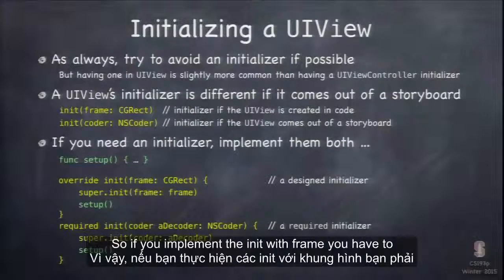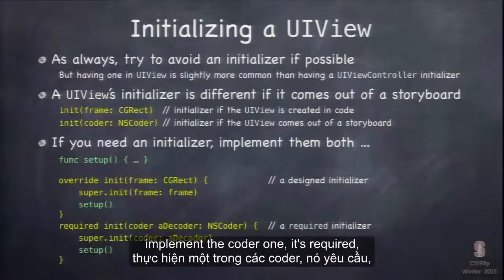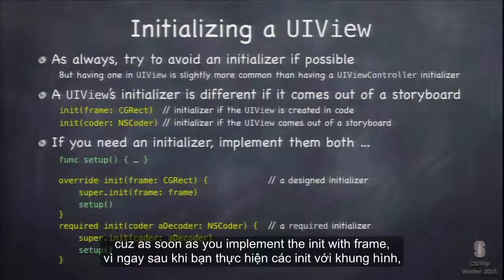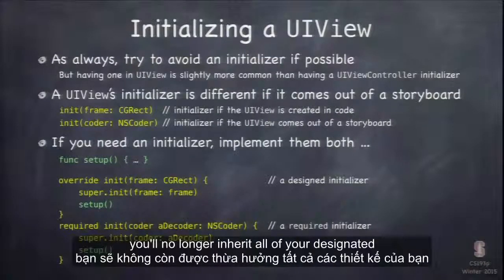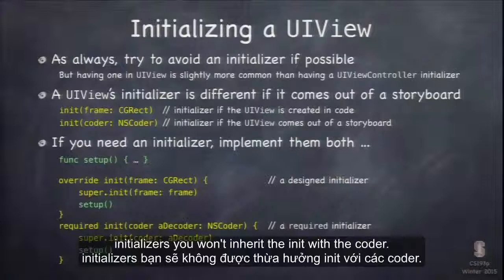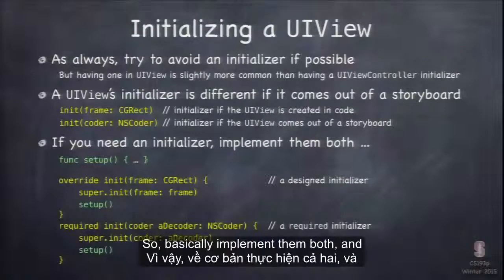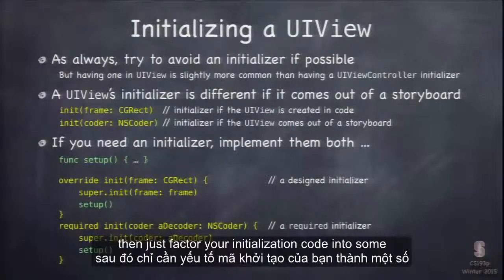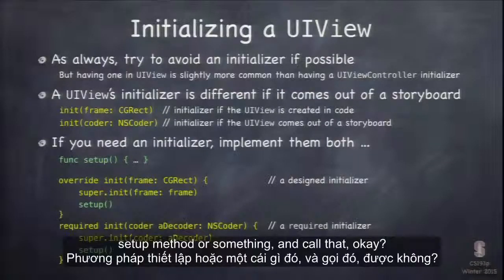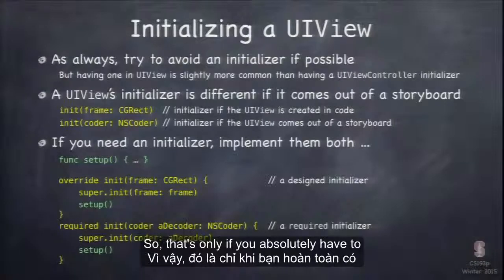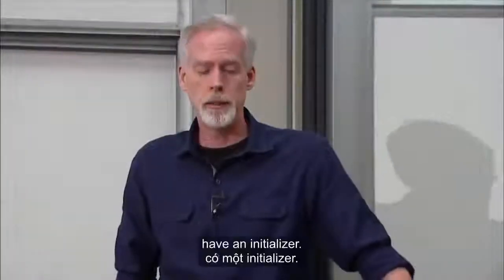So if you implement the init with frame, you have to implement the coder one as required. Because as soon as you implement the init with frame, you'll no longer inherit all of your designated initializers. You won't inherit the init with the coder. So basically implement them both, and then just factor out your initialization code into some setup method or something and call that. Okay? So that's only if you absolutely have to have an initializer.